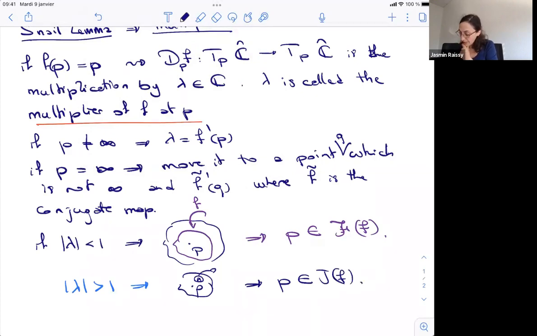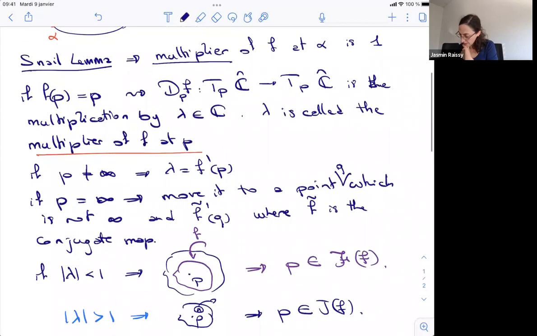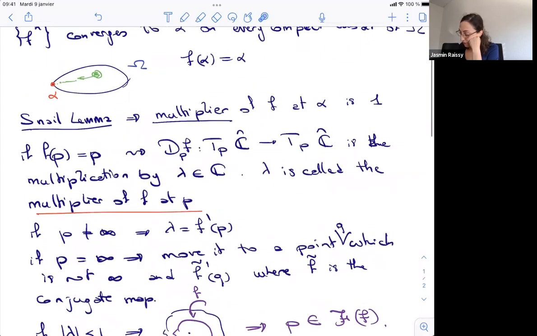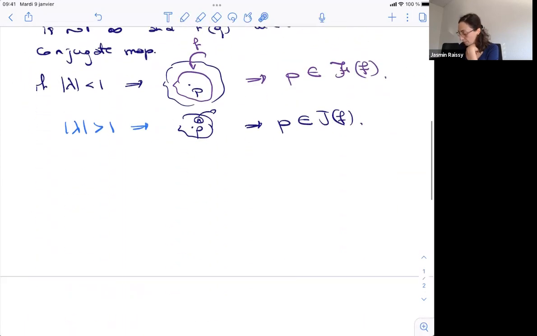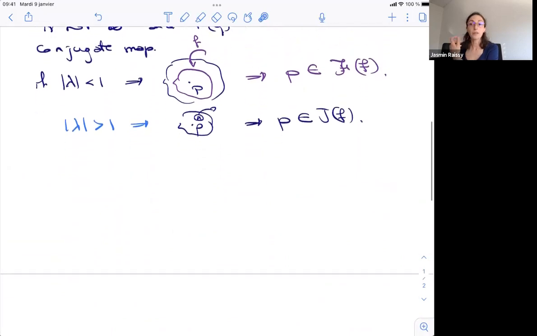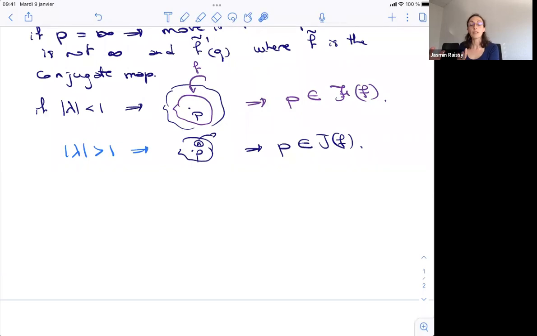So in here, what I'm saying is that we can prove with a lemma, which is called the Schwarz lemma for some reason, that if we are in this parabolic domain case, then the first derivative of f at the fixed point is going to be equal to one. So now what I would like to do is to study a little better what happens to the local dynamics of a holomorphic function having a fixed point with derivative one at the fixed point.